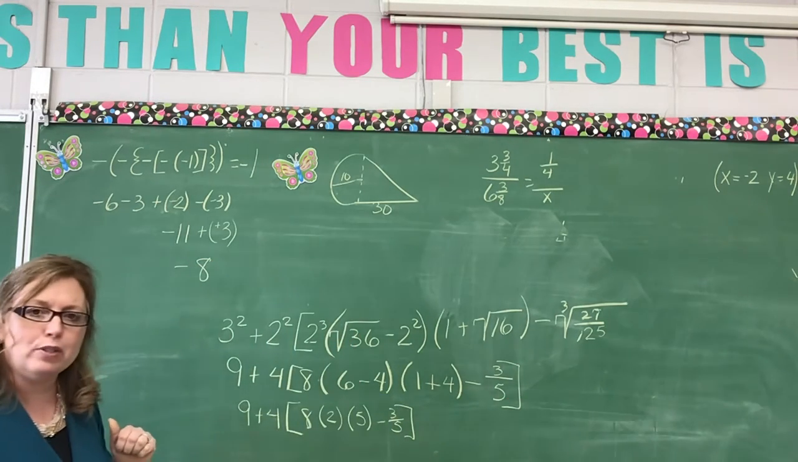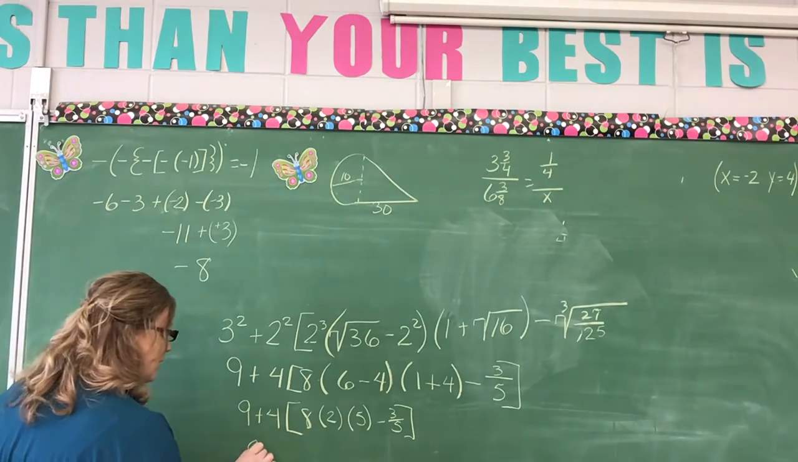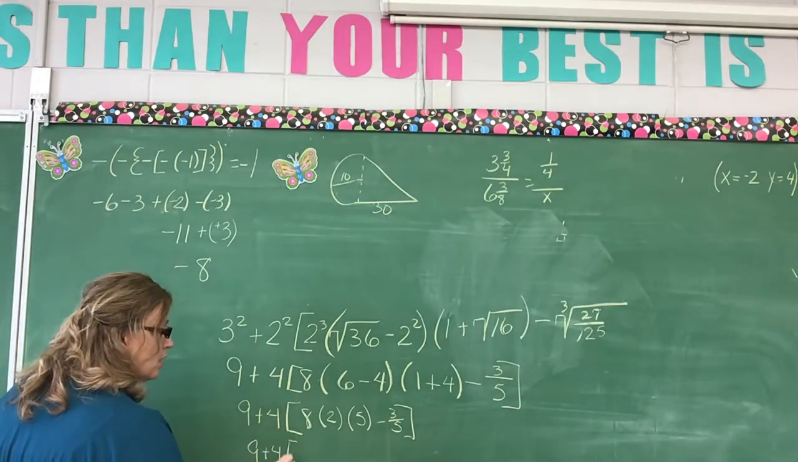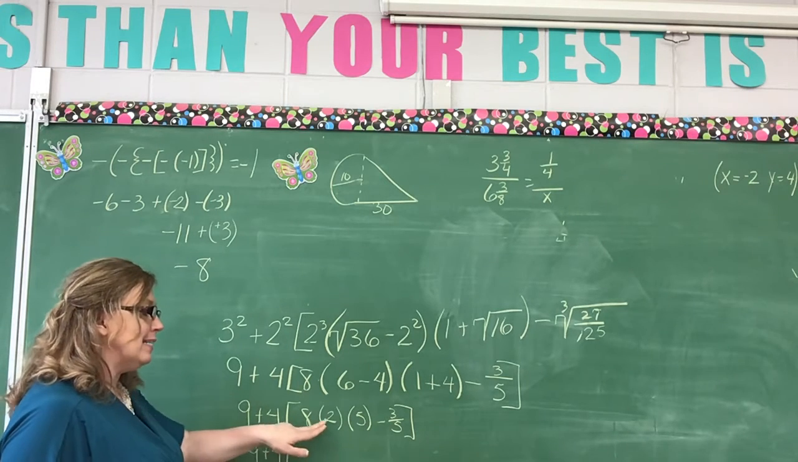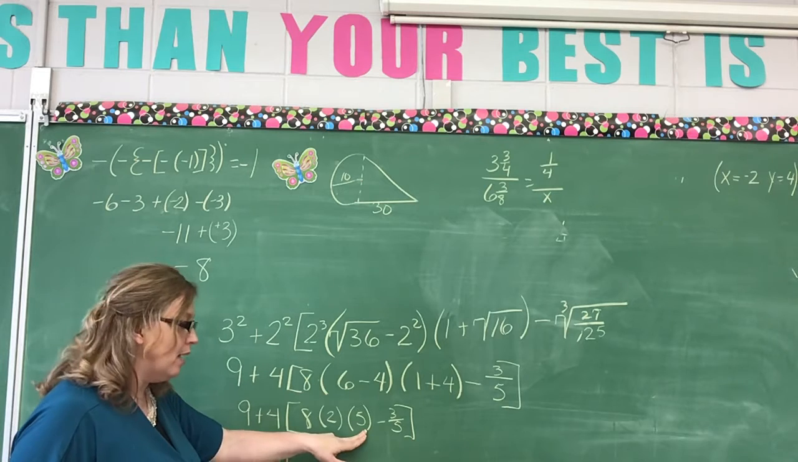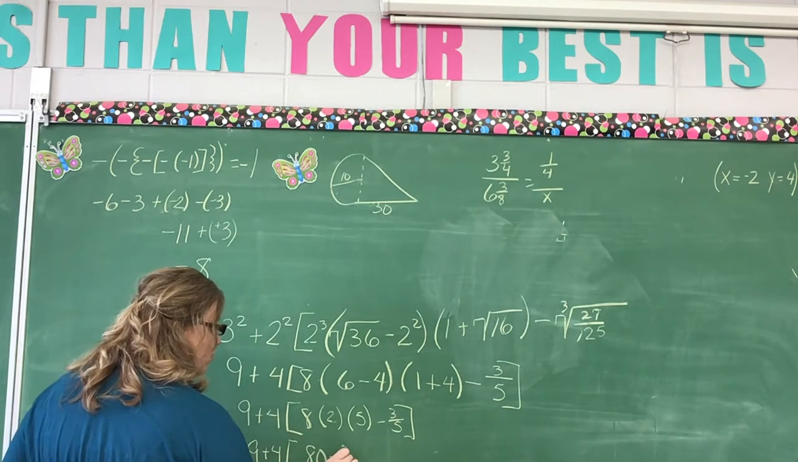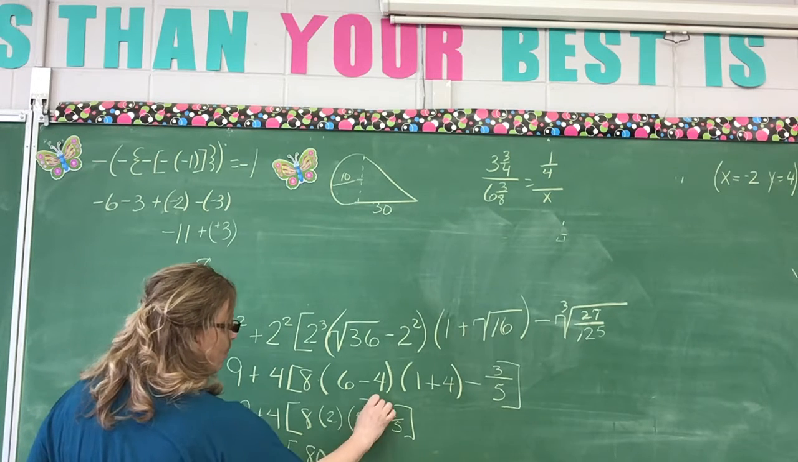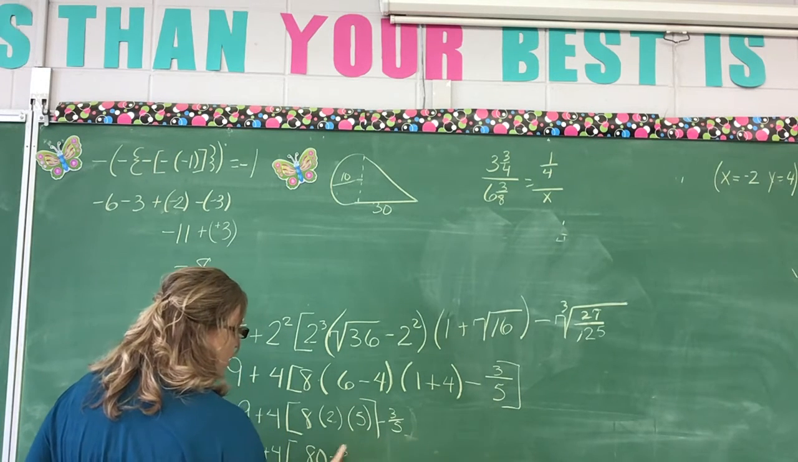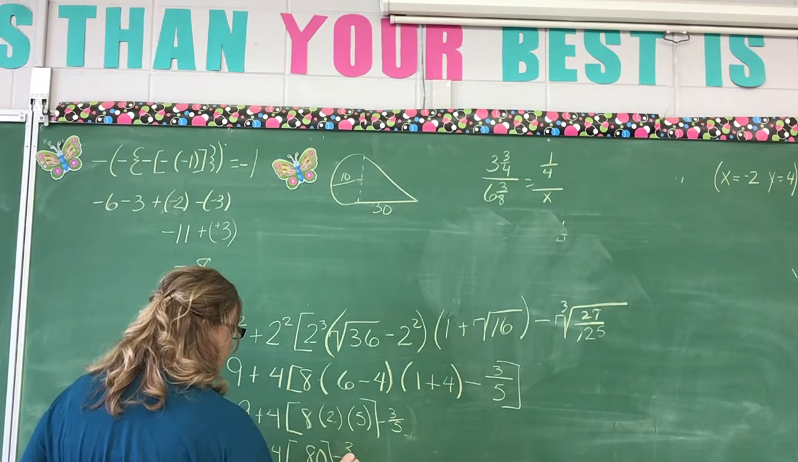Now, what are we going to do next? We're going to multiply where we can. So we're going to say 9 plus 4, still keeping our bracket. 8 times 5 is 40. 40 times 2 is 80. 80 minus 3/5. I think my bracket was supposed to go there, sorry. So then we're just going to put our bracket, minus 3/5, okay?